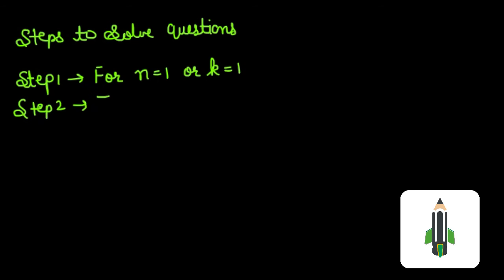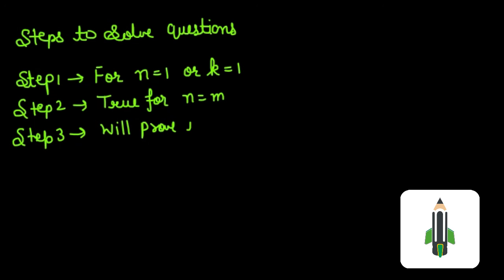There are some basic steps to solve questions. I am writing here in short form. Step one: check for n equal to 1 or k equal to 1. Then another step: assume it is true for n equal to m. And the last step, we will prove that the statement is true for n equal to m plus 1.